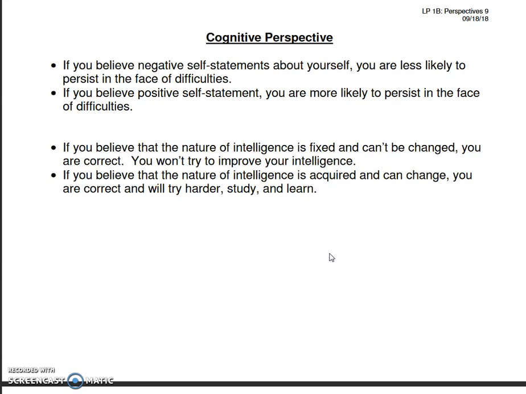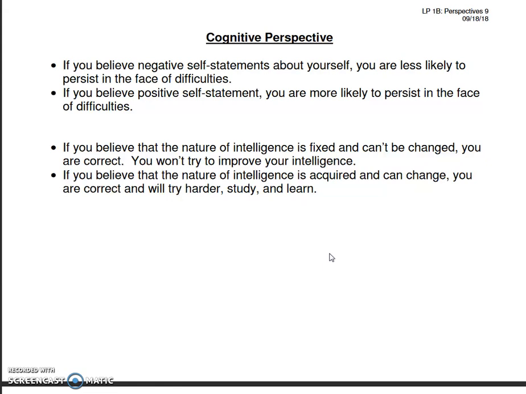Cognitive perspectives, other examples. If you believe negative self-statements about yourself, like "I'm no good, I can't do anything right," you're less likely to persist in the face of difficulties. If you have positive self-statements about yourself, you're much more likely to persist in the face of difficulties. "I can do this. I am smart. I am skilled." So these beliefs that you have about yourself can influence your behavior.